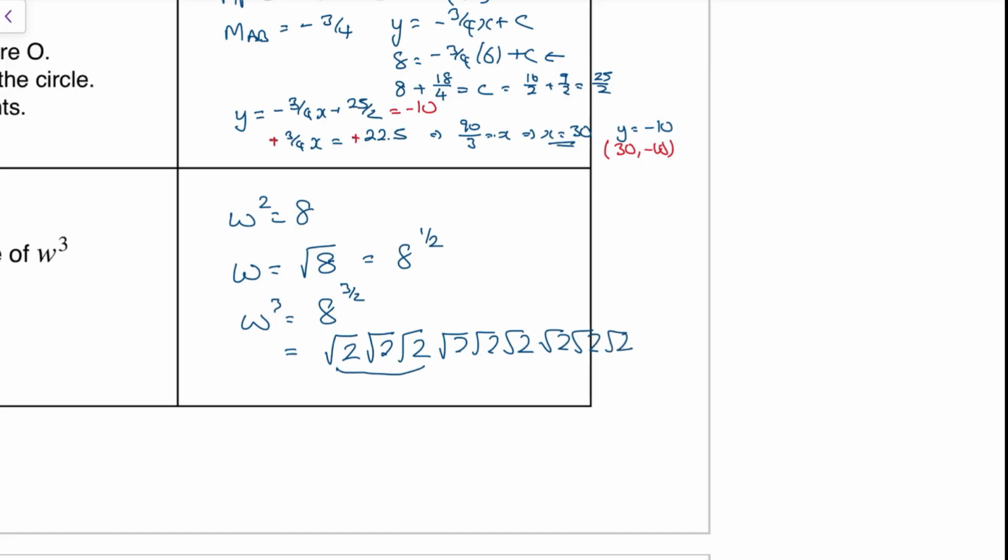In other words, that's the square root of 8, that's the square root of 8, and that's the square root of 8. Now, each of these pairs of root 2s gives me a 2, doesn't it? So that's a 2, 2, 3, 4. So that gives me 4 twos. 2 times 2 times 2 times 2 is 2 to the power 4, which is 16, which gives me 16 root 2. Could I have explained that slightly better? I'm not necessarily sure I could have.